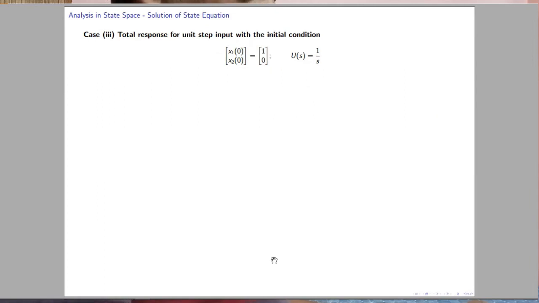Then the third case is total response. We assume that there is input, also there are initial conditions. That means the rotor is rotating at 1 radian per second, okay, without any energy given into it, but it is rotating because of the energy stored in the rotor due to its inertia. And when it is rotating at 1 radian per second freely, the switch is on. That is what it means. A unit step input is applied to the system. So that is a scenario. So now let us try to get the solution of x1 of t and x2 of t.